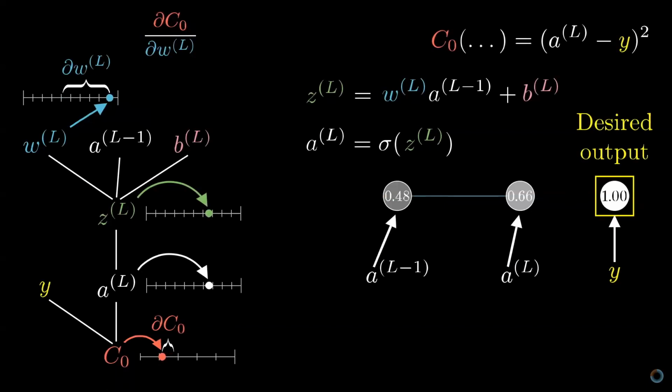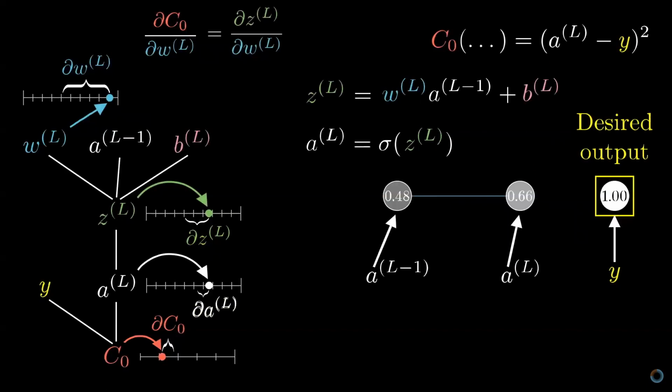Conceptually, this tiny nudge to W^L causes some nudge to Z^L, which in turn causes some nudge to A^L, which directly influences the cost. So we break things up by first looking at the ratio of a tiny change to Z^L to this tiny change in W. That is, the derivative of Z^L with respect to W^L.